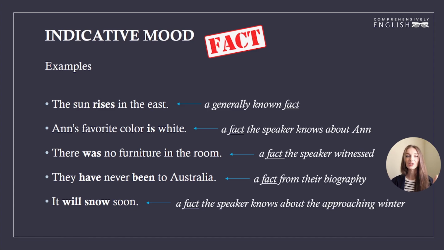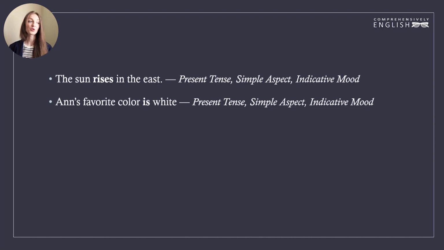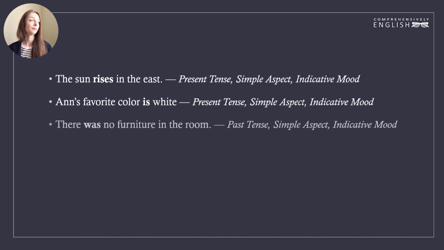Let's look at the sentences once again and decide what the aspect, the tense, and the mood in each of these cases is. The sun rises in the east. This is the present tense, the simple aspect, and the indicative mood. Anne's favorite color is white. The present tense, the simple aspect, and the indicative mood. There was no furniture in the room, the past tense, the simple aspect, and the indicative mood.